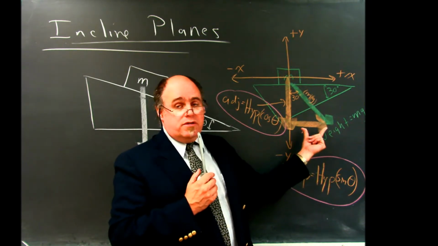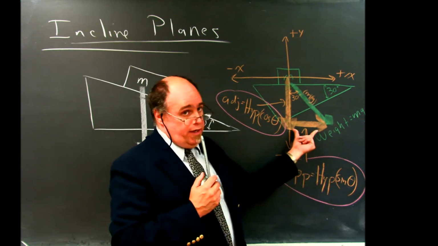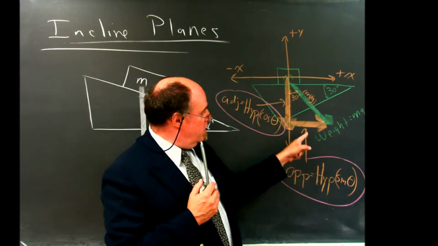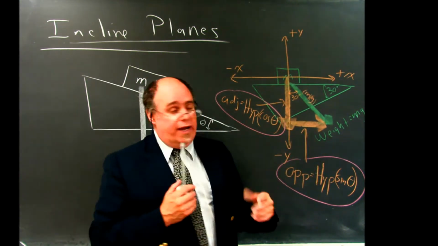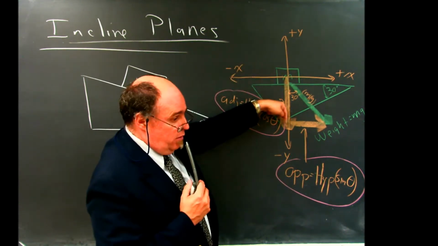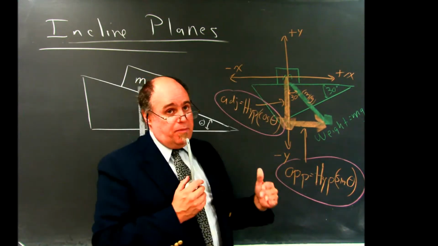So your car has a certain amount of weight. A piece of the weight will try to pull your car parallel to the hill, down. Okay? And another piece of the weight will be trying to push your car perpendicular into the hill. So these two things are going to happen at the same time.